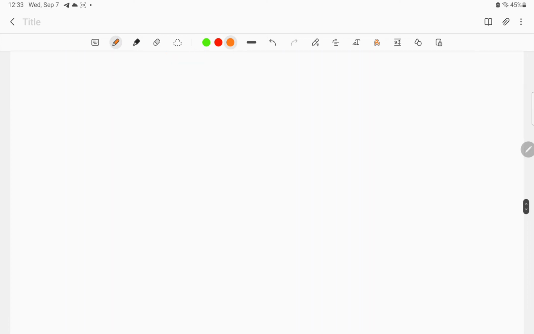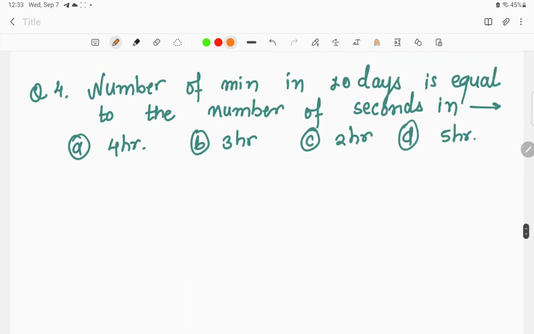Right, now the next question. The number of minutes in 10 days is equal to the number of seconds in how many hours? I think this is the question that we have already solved over here.